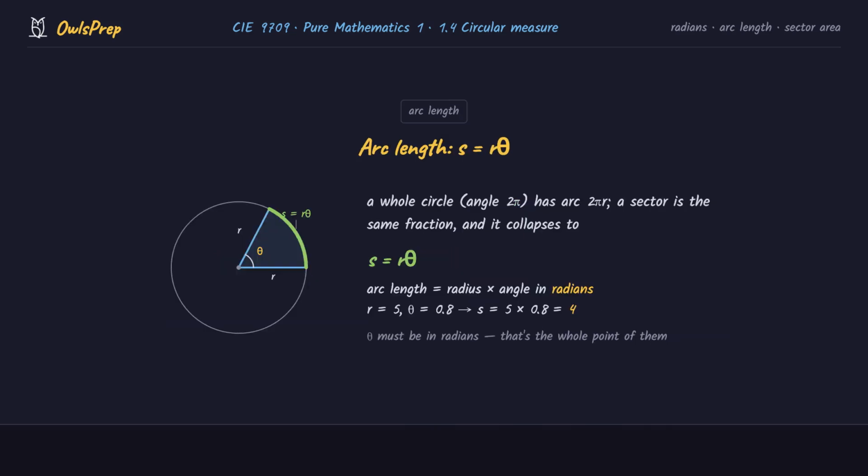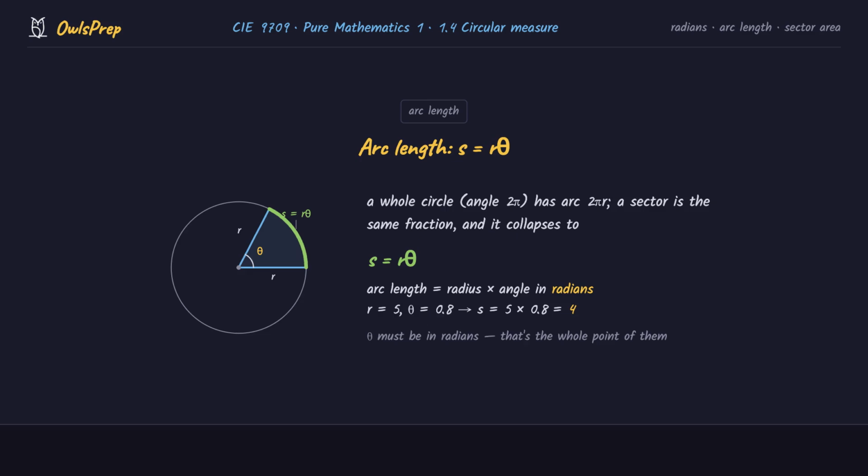Here's the payoff. When the angle is in radians, arc length has a beautifully simple formula. A whole circle, angle 2 pi, has arc length 2 pi r, the circumference. A sector taking up some fraction of that turn has an arc in the same proportion, and the algebra collapses to just s equals r theta. Arc length is the radius times the angle in radians.